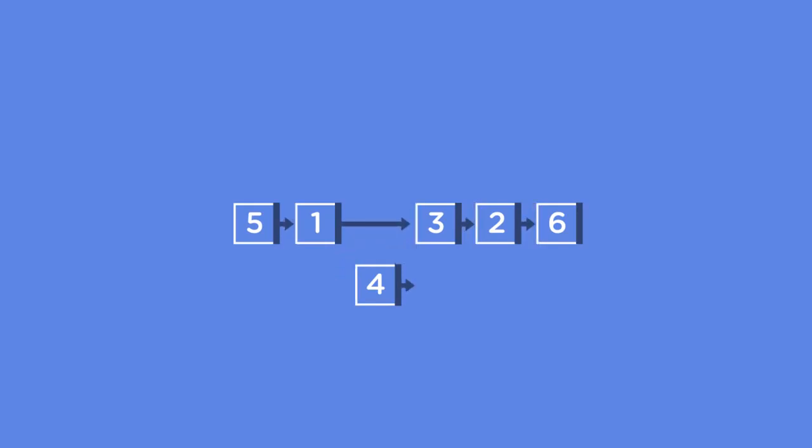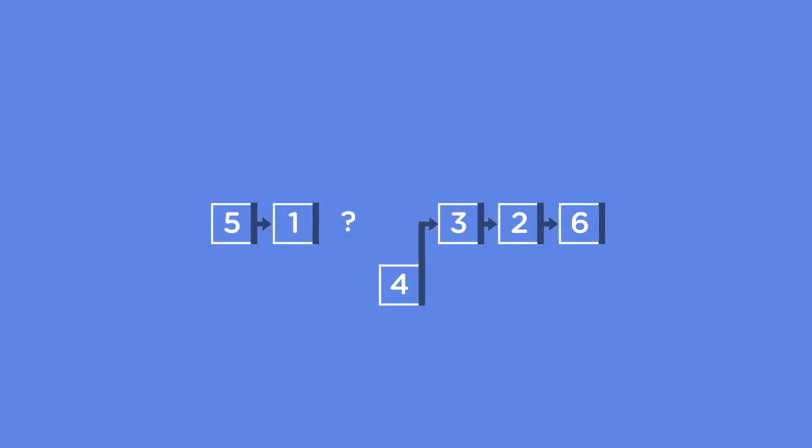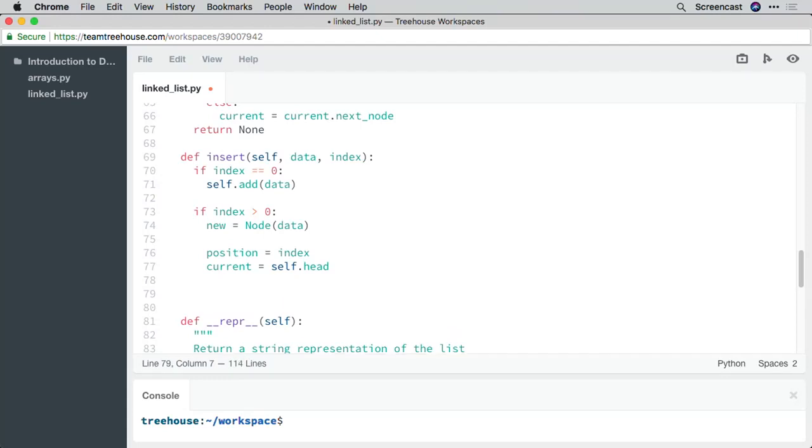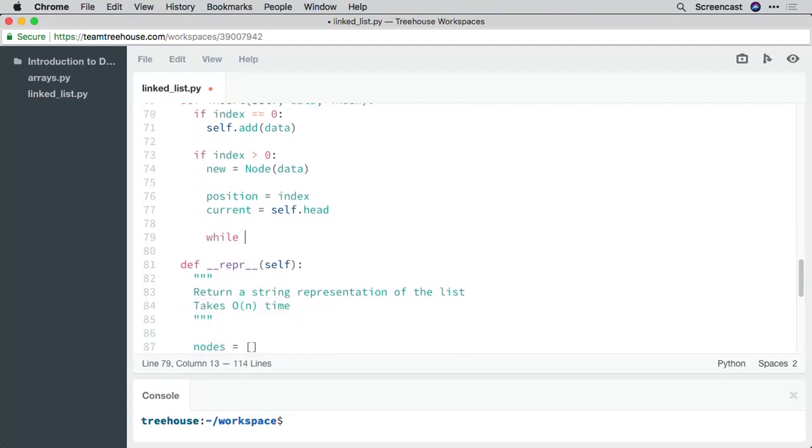In a singly linked list, though, which is what we have, if we kept decreasing position until we're at 0, we arrive at node 3. We can then set the new node's next node property to point to node 3, but we have no way of getting a reference to node 2, which we also need. For this reason, it's easier to decrease position to just 1 when it equals 1 and stop at node 2. So in here, we'll say while position is greater than 1.